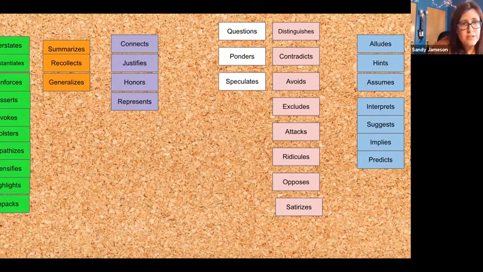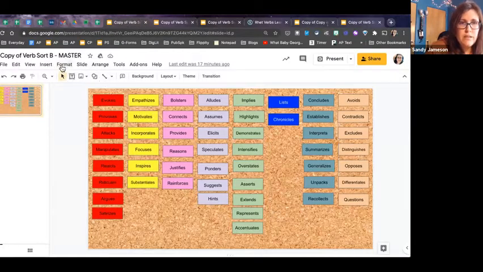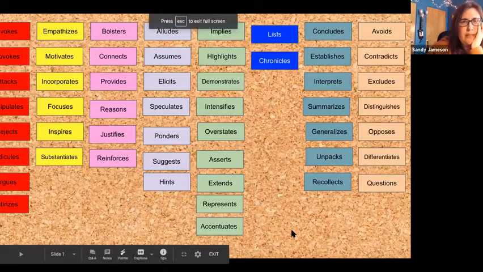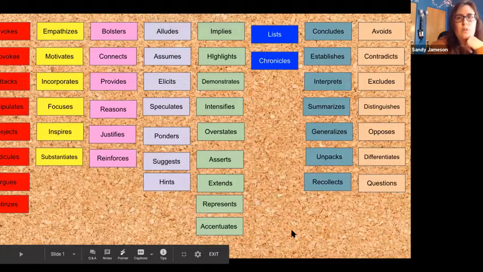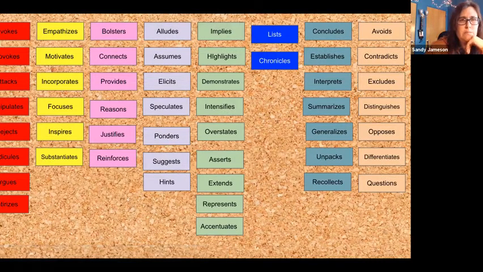I will tell you, bolsters is one of those verbs that students often don't know. It means to support. You could bolster your argument with substantiating evidence. It simply means to support. It's certainly way better than give or present. Right? Let's look at another verb sort that a different group created. Same thing. Take a minute to look at their categories and see if we can recognize why they grouped them the way they did.